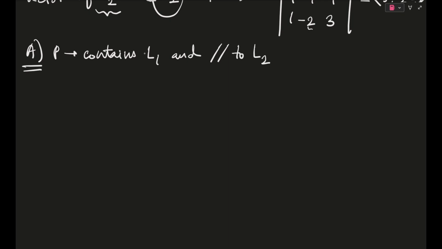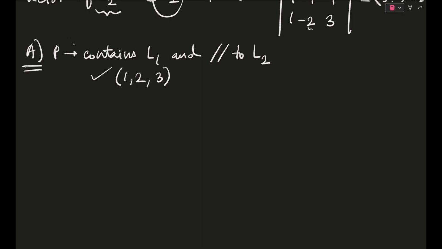So if it contains L1, it will satisfy the point that is also on L1. So basically it will satisfy 1, 2, 3. If we put in the equation of L1, if we put lambda equal to 0, then 1, 2, 3 is a point that the plane P should satisfy. So that's not all. To write the equation of a plane, we need one point and the normal to the plane.